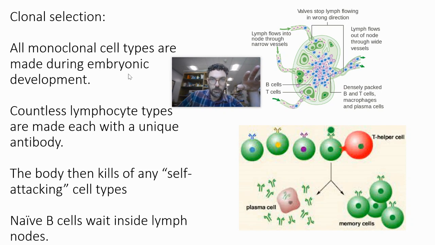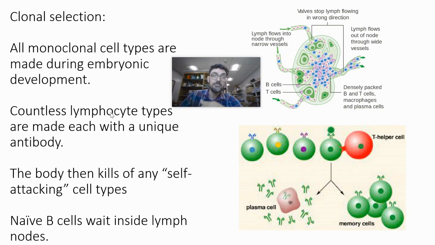As you're developing as an embryo, little baby you, your immune system starts to make just random varieties of B cells. Just a bunch of random B cells. And they just hang out in your body, in special parts called lymph nodes. They look kind of like this. So you have countless lymph nodes, which were all made as you were developing before you were born.